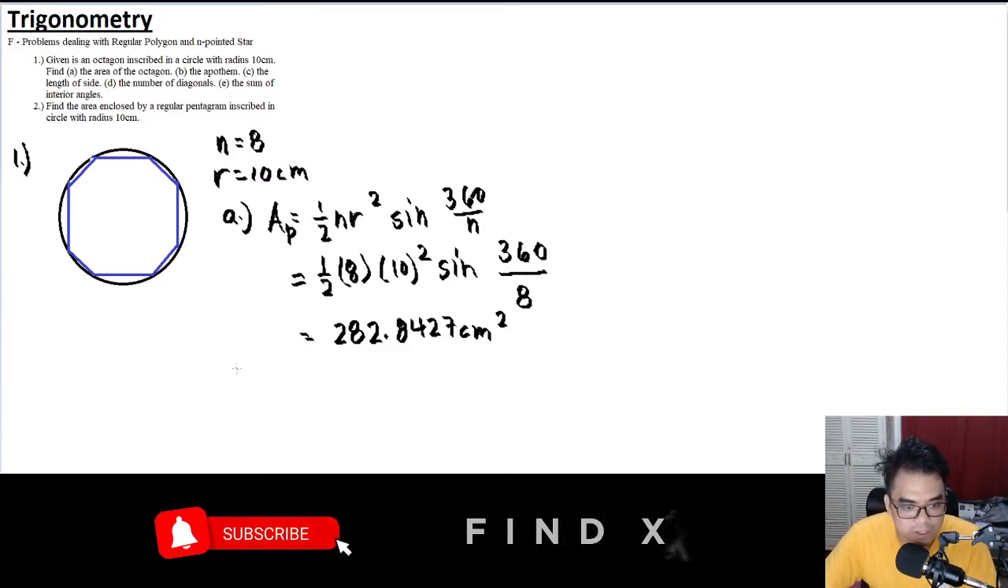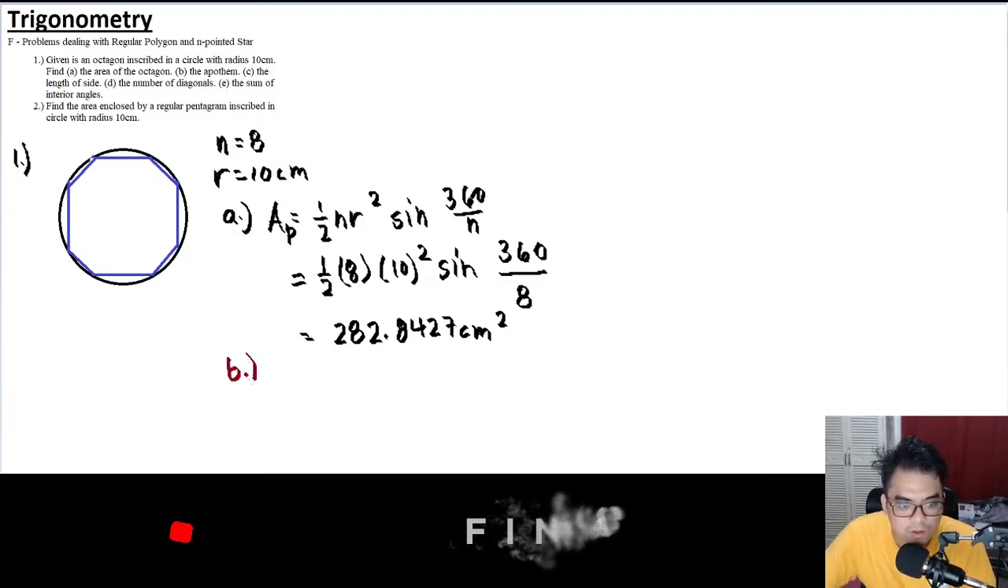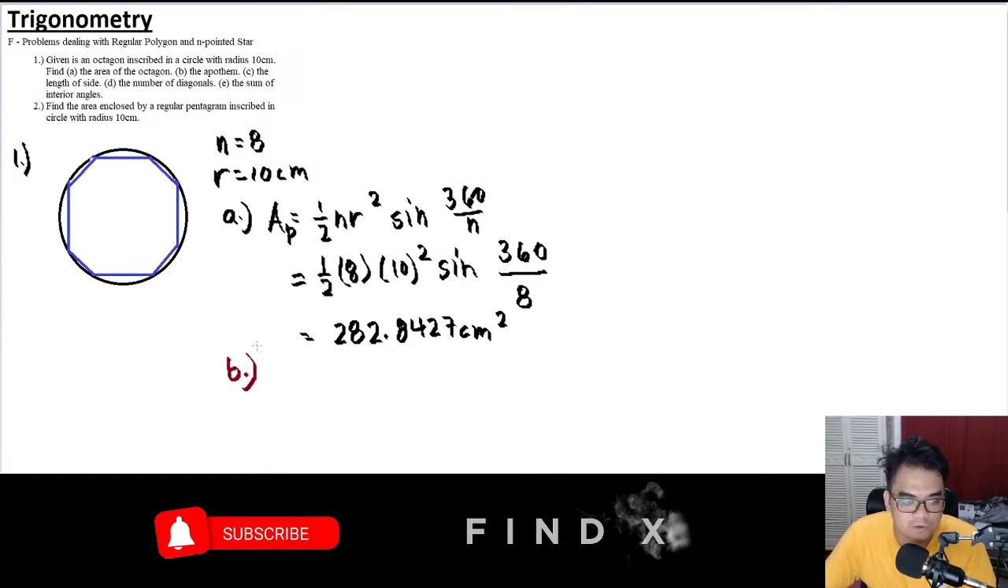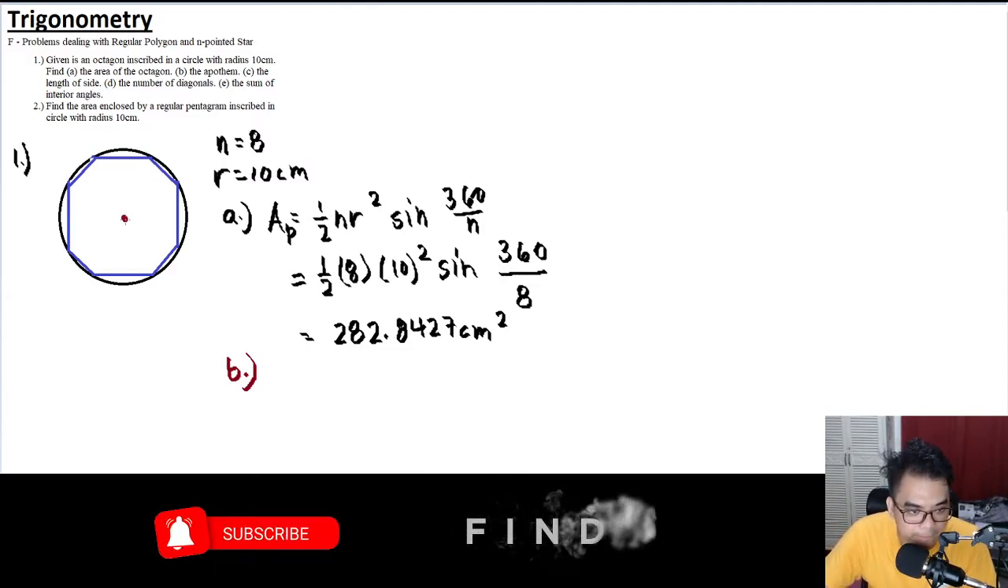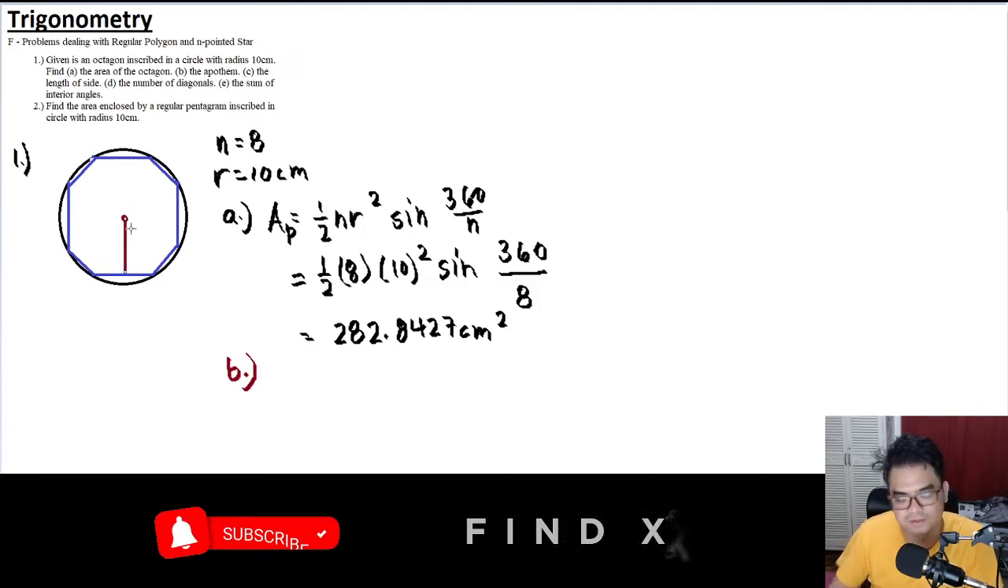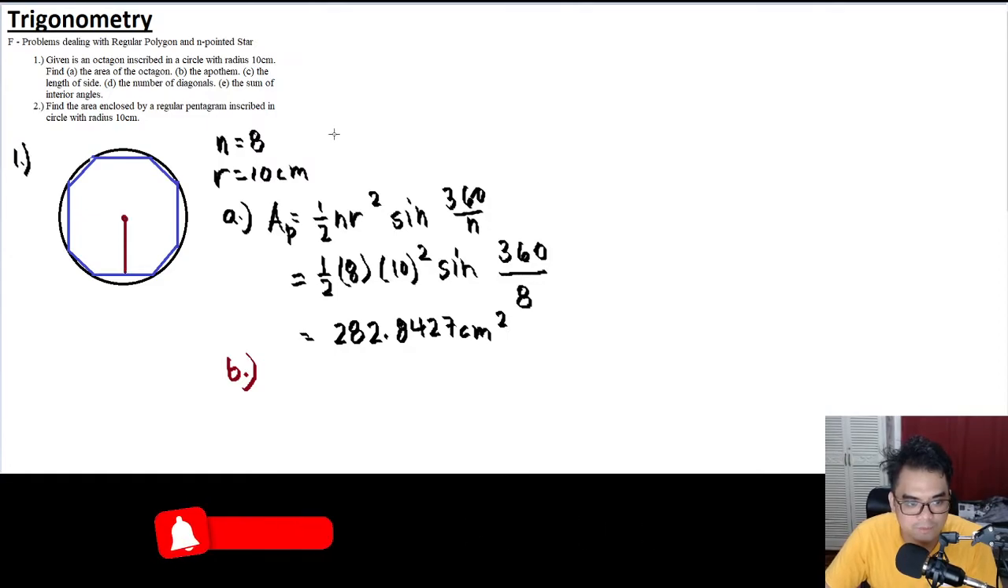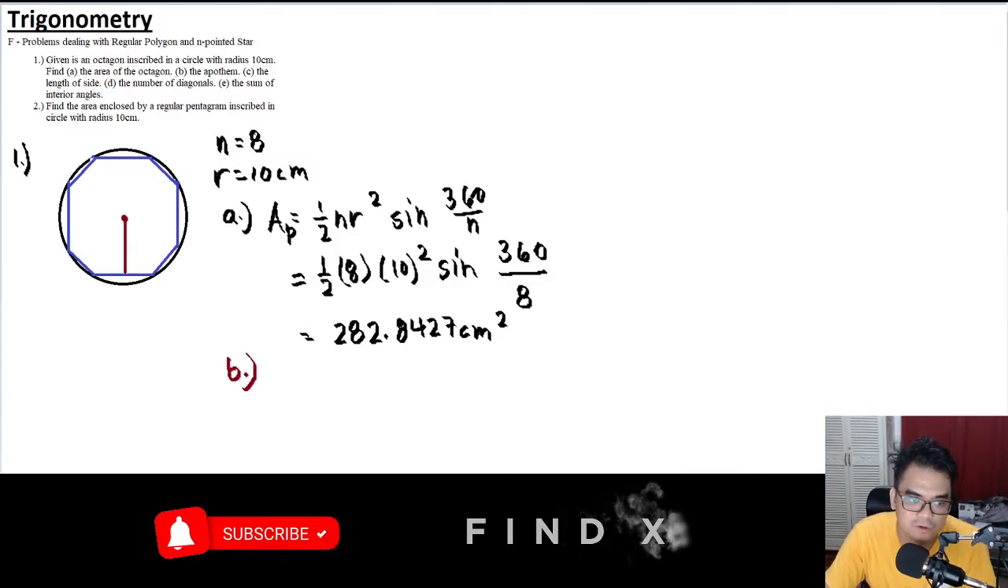And for letter B, let's change the color of the font. So B is the apothem. Let's say that this is the center of the circle as well as the center of the polygon. Apothem is this one, from the center of the polygon to the center of one side. It actually cuts one side of the polygon into half.